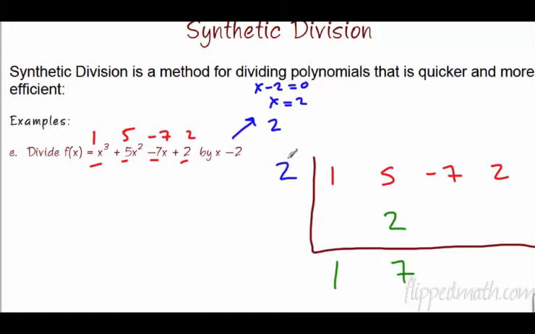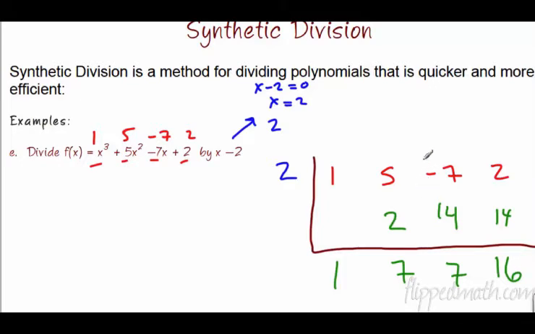All right, multiply, so it's 2 times 7, which is 14, and now add. So negative 7 plus 14 is a positive 7. Multiply, 2 times 7 is 14, and now add. You get a 16. All right.